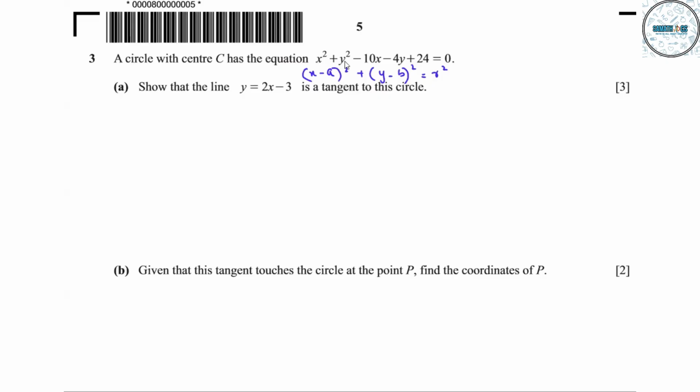So that we can solve these two equations simultaneously and find the intersection point. And then with the help of that intersection point, we can find the radius, and if the radius is the same as this radius, then we can say that the line y is equal to 2x minus 3 is a tangent to the circle. So to change this equation to this form, we have x squared minus 10x.